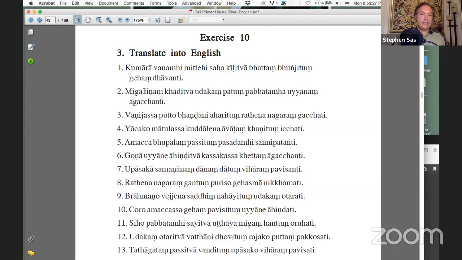What have they eaten? Well, deer eat grass. Tinang, having eaten grass, deer, and then here's our finite verb, agachanti, they come to the park, or yanang, and this is an ablative, from the mountain. And then we have our infinitive, patung, to drink, and the object of that is udakang, water. So having eaten grass, deer come to the park from the mountain to drink water.